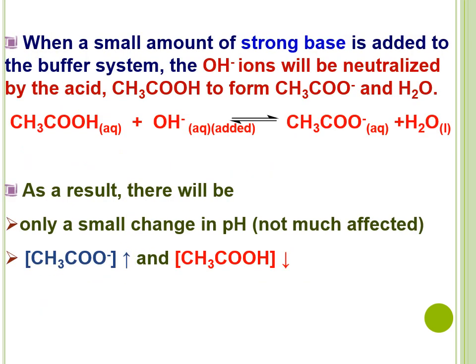What if we add a small amount of strong base? The hydroxide ions will be neutralized by the acid. It will form acetate ion and water. As the equation shows, acetic acid reacts with hydroxide ion to become acetate ion and water. So here we can see the pH will not be much affected as well. The concentration of acetate ion increases now, and the concentration of acetic acid decreases.